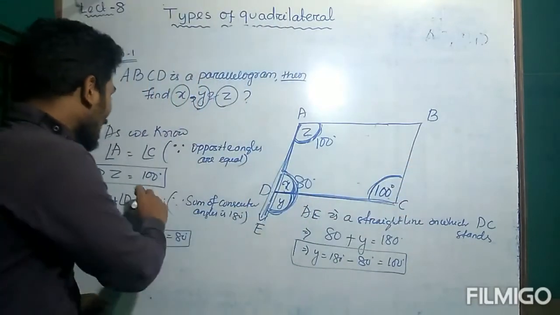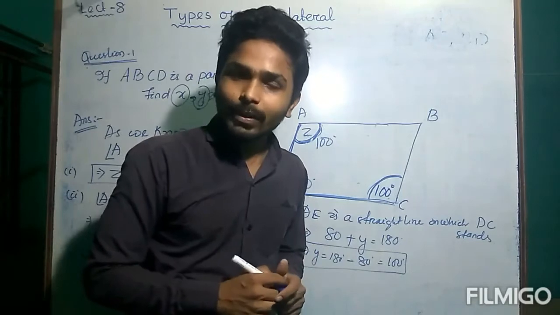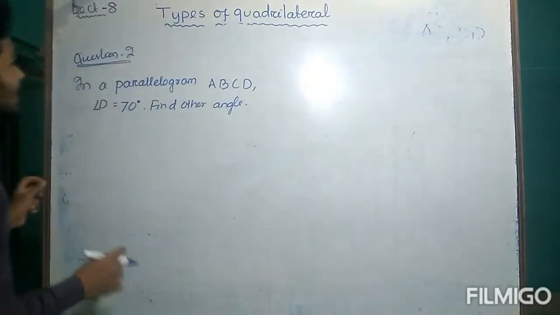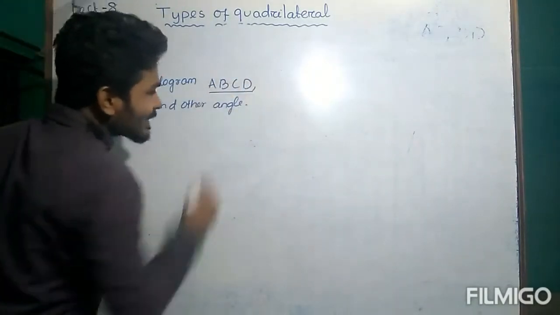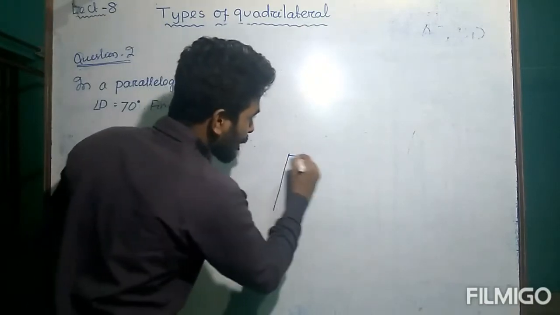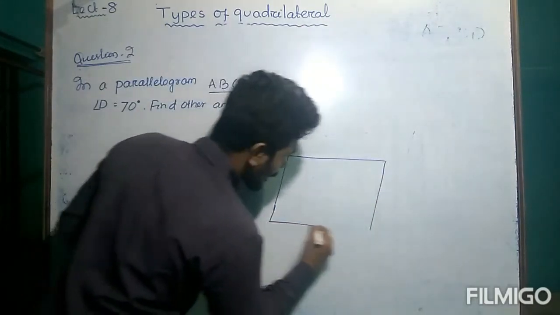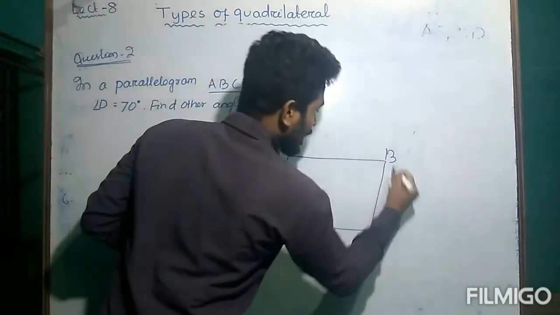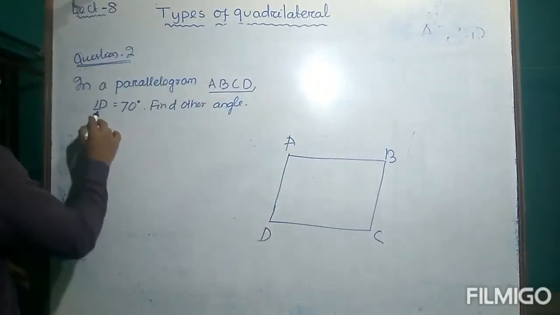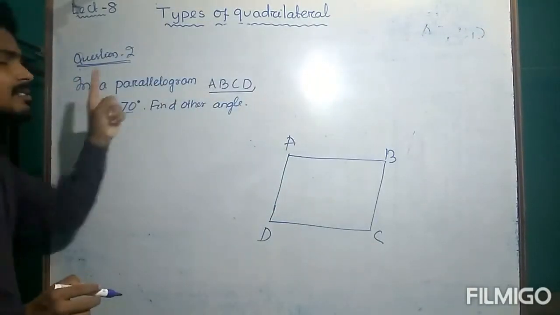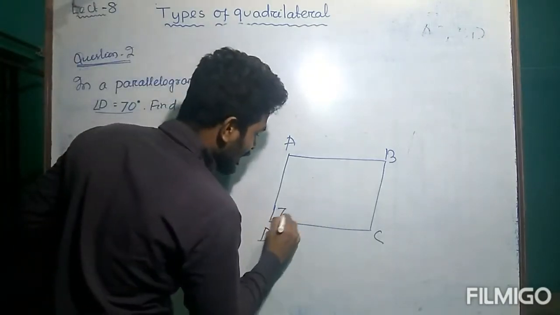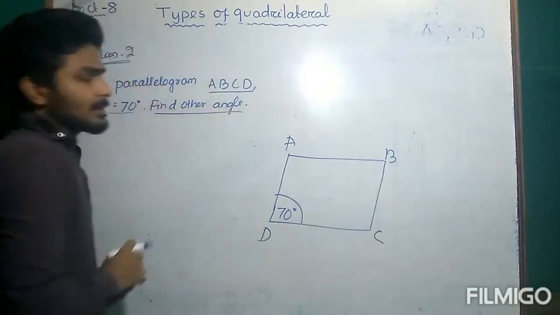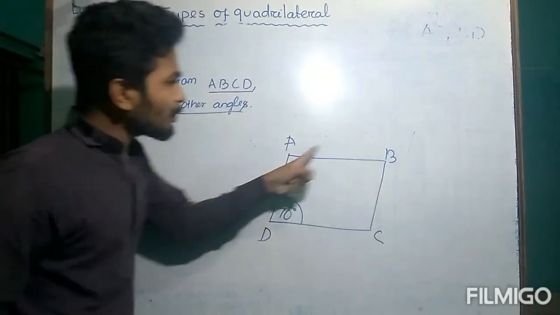Using the properties everywhere, we can easily find the values of x, y and z. Okay, coming to question number 2. In question number 2 it is given that in a parallelogram ABCD, so let us first draw a parallelogram ABCD. In case of geometry you have to first draw the diagram. So A B C D, then here it is given the angle D is 70 degree. So this is angle D, this is 70 degree. Next you have to find the other angles.